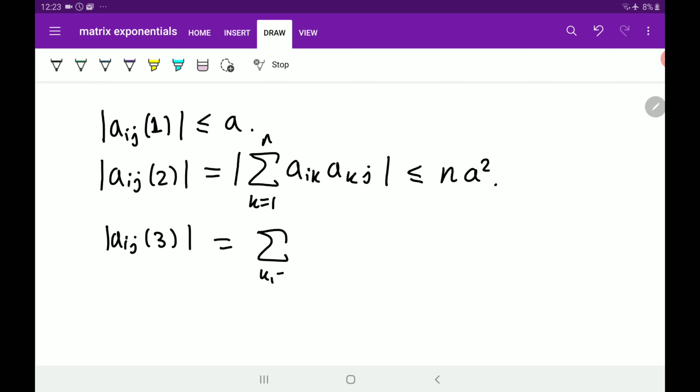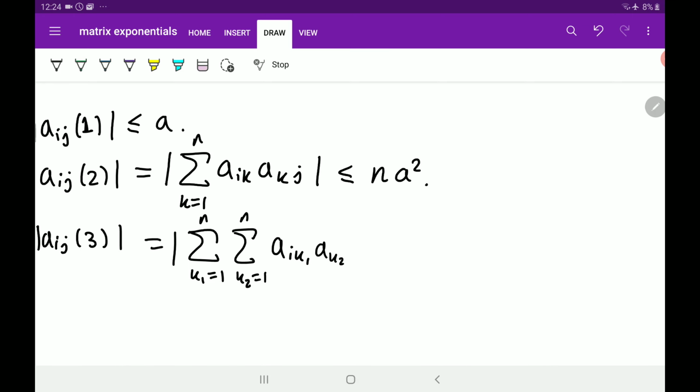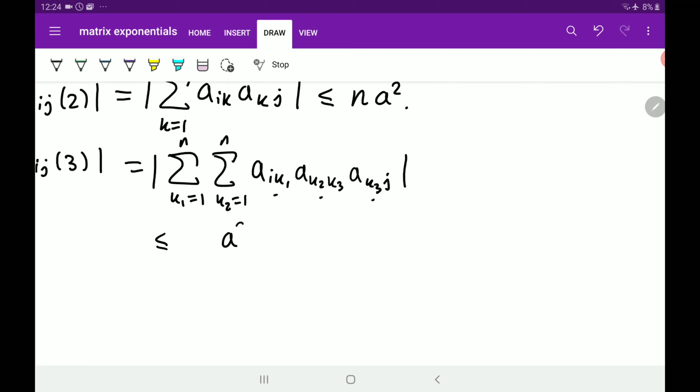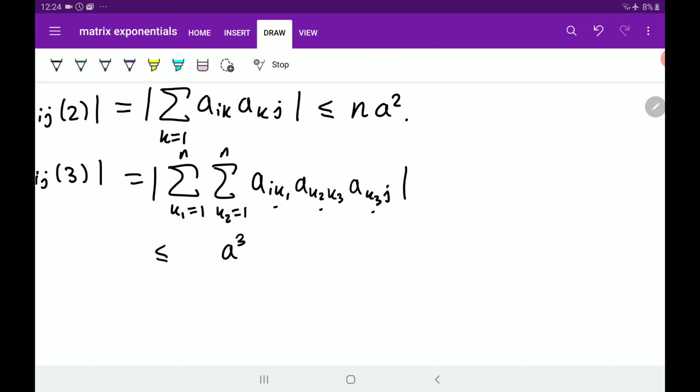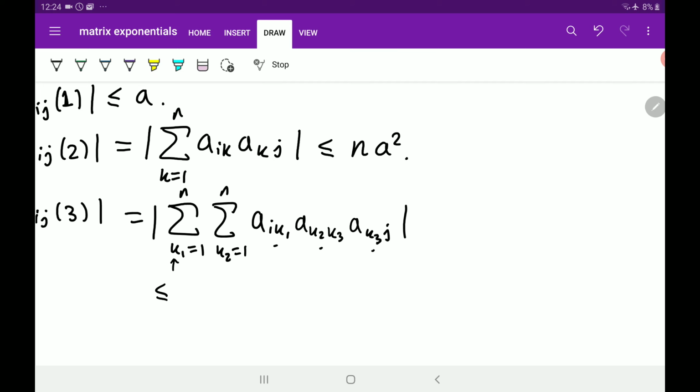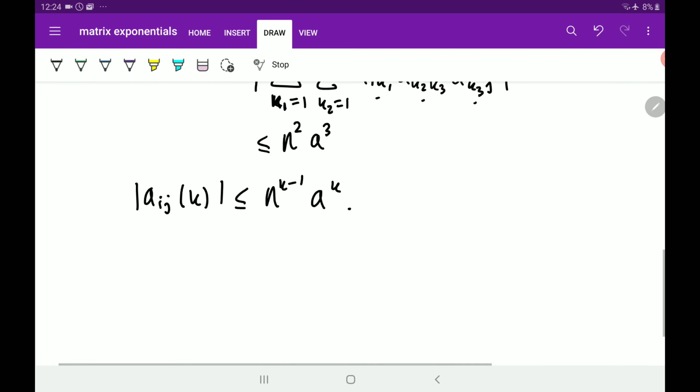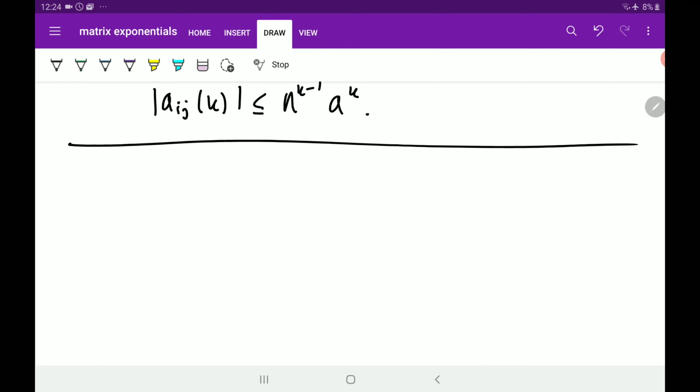What about this? Well, this is the sum over k1, k2 of aik1, ak1k2, ak2j. Again, this is bounded above by now a cubed, times now this is going to be n squared, right? Because if you freeze one of these k1 indices, you get an n, and you get an n appearing for each value of k1, and there are n of them. So clearly it's going to be n squared a cubed. Now clearly, just continuing this pattern, you can bound it above by this. So now, let's go back to the original sum.